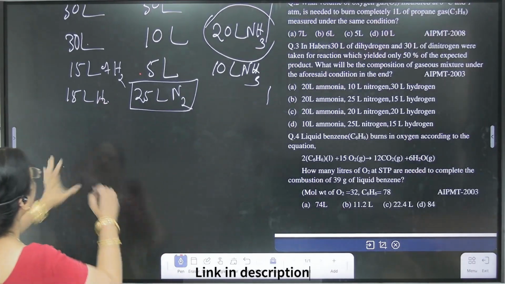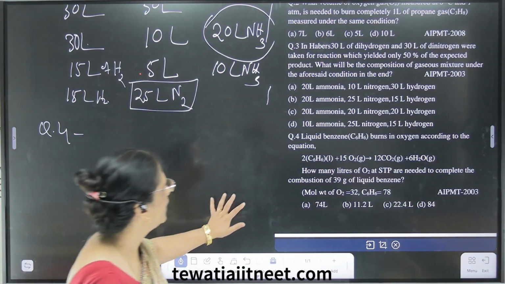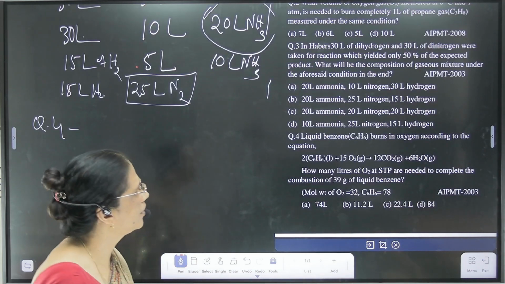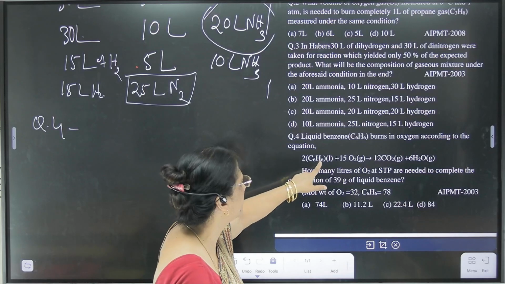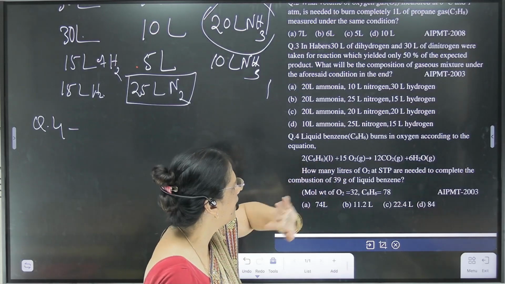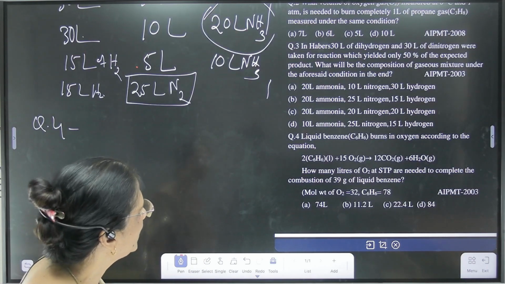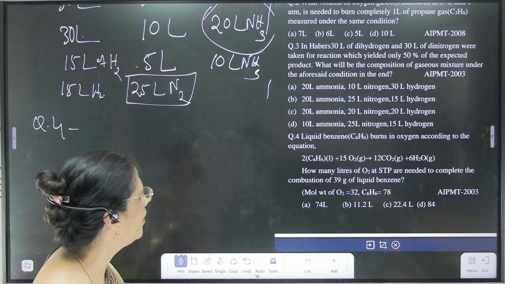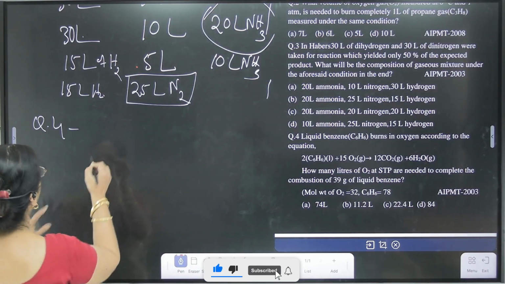Now let us see question number 4. Here liquid benzene burns in oxygen according to the equation. This is benzene, formula C6H6. It is reacting with oxygen. It is giving carbon dioxide and water. Now the question is how many liters of oxygen at STP are needed to complete the combustion of 39 gram of liquid benzene. Now let us write the equation first.